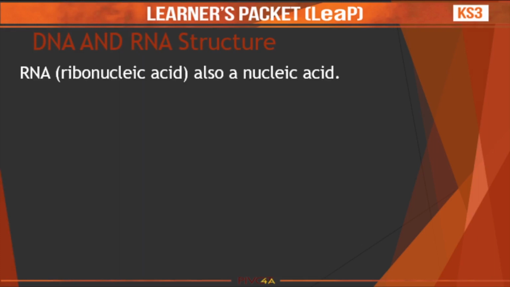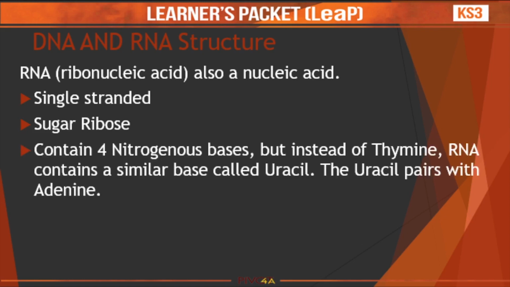So we have here our RNA. Our RNA is ribonucleic acid. Like DNA, RNA is also a nucleic acid. Unlike DNA, RNA is a single-stranded molecule. In our DNA, again, we use the deoxyribose sugar, while our RNA uses the sugar ribose. Then, it contains four nitrogenous bases, but instead of thymine, RNA contains a similar base called uracil.